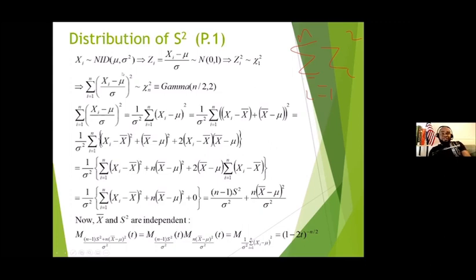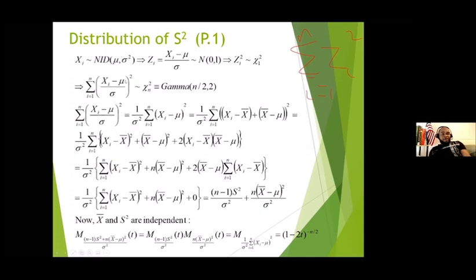This is a single chi-squared because it's a chi-squared with 1 degree of freedom. If I sum that, then I'm talking about chi-squared with n degrees of freedom. I'll say that again: Z1 squared has one degree of freedom, and if I want to find the sum of that, then I'm talking about chi-squared with n degrees of freedom. And chi-squared with n degrees of freedom is a gamma with parameter alpha equal to n over 2 and beta equal to 2.